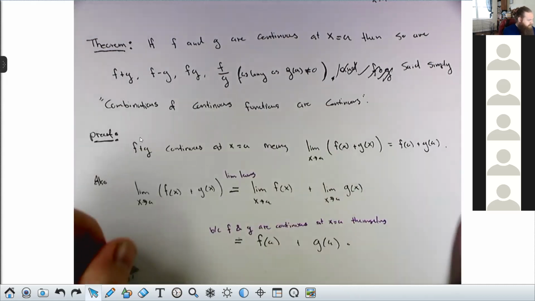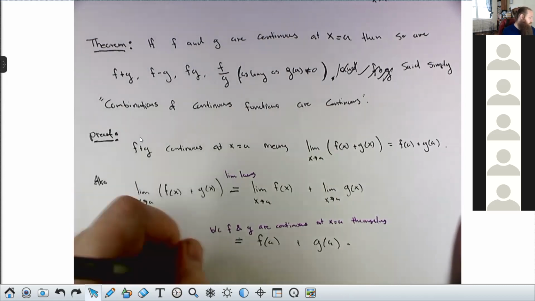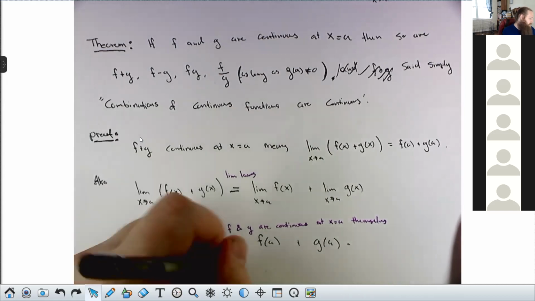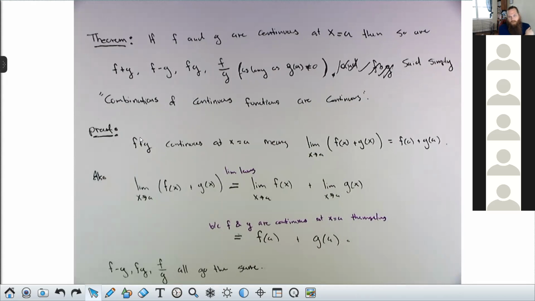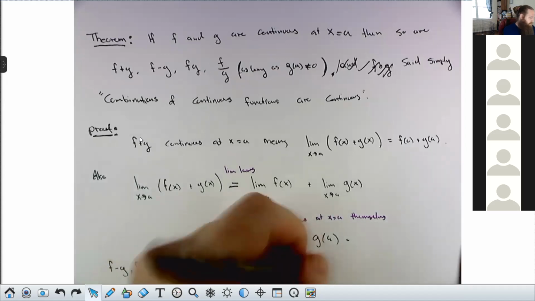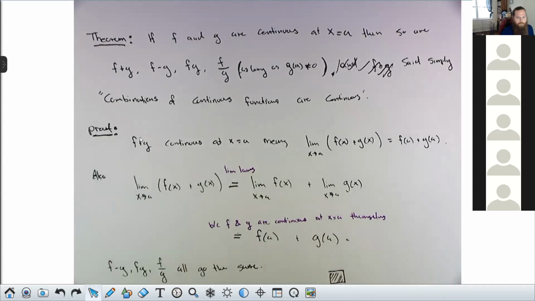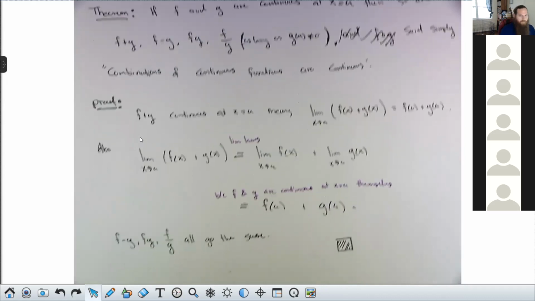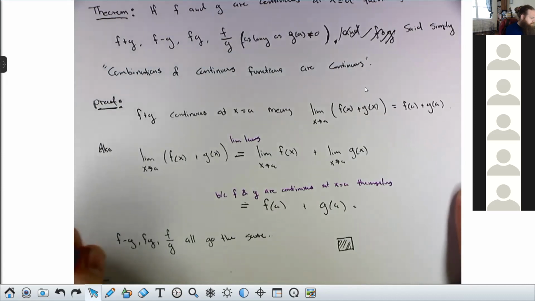f minus g, f times g, f over g all go the same way. You just use the limit law and then use the continuity of the individual function. That's the proof. All right, so combinations of continuous functions are continuous. Something you should remember.